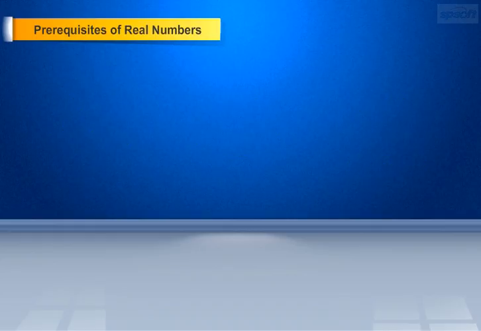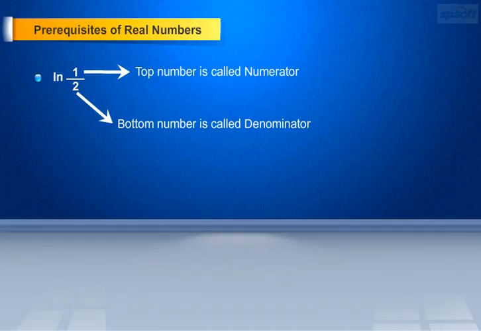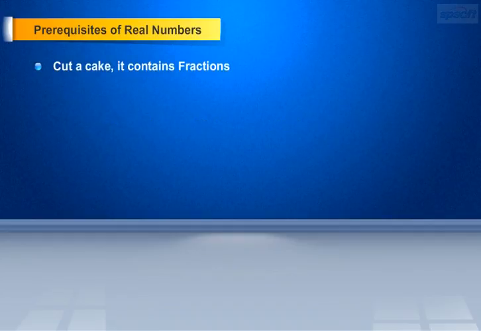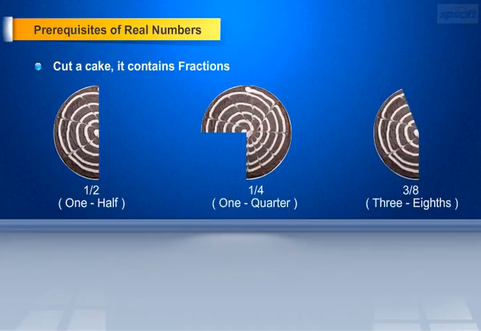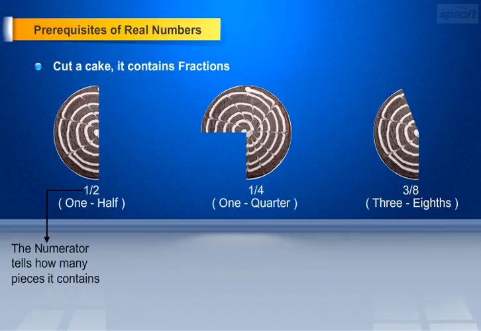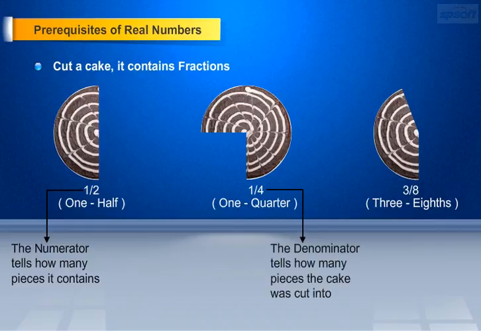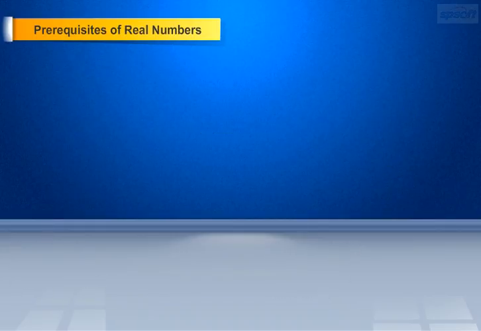In a fraction 1 by 2, the top number, that is 1, is called the numerator, and the bottom number, that is 2, is called the denominator. For example, take a cake and cut it into pieces. We observe that mathematically it contains fractions. The numerator tells how many pieces the cake contains, and the denominator tells how many pieces the cake was cut into.